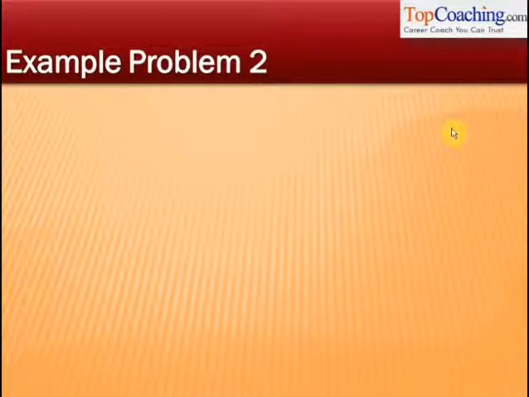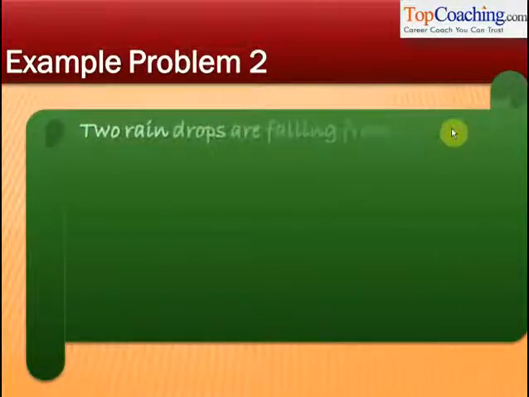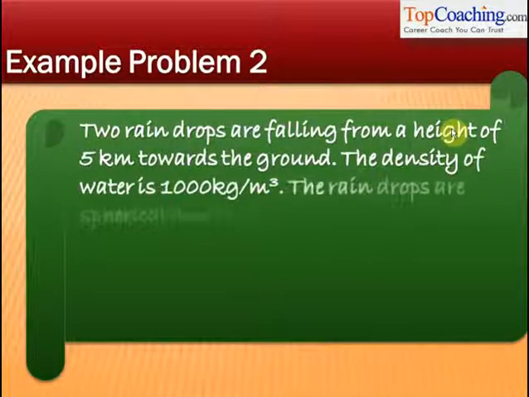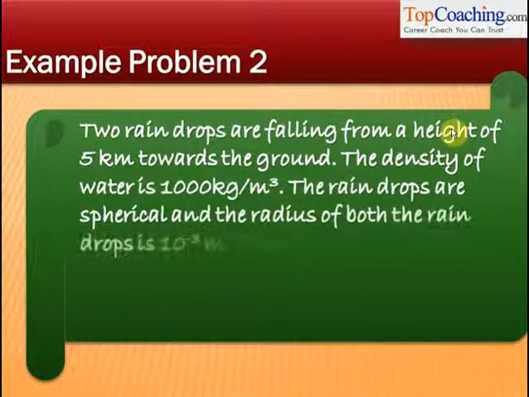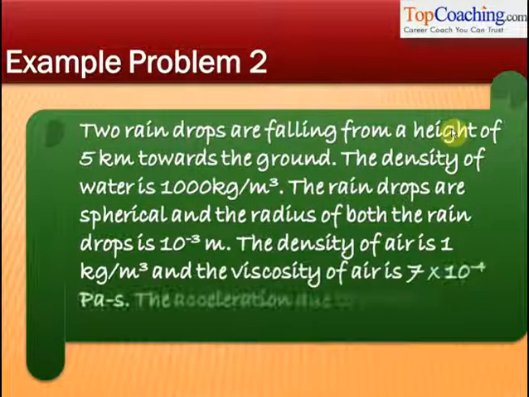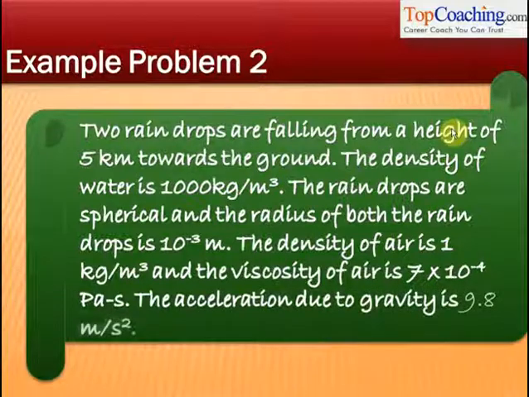Let's solve a problem to understand this concept better. 2 raindrops are falling from a height of 5 kilometers towards the ground. The density of water is 1000 kg per meter cube. The raindrops are spherical and the radius of both the raindrops is 10 raised to minus 3 meters. The density of air is 1 kg per meter cube and the viscosity of air is 7 into 10 raised to minus 4 Pascal seconds. The acceleration due to gravity is 9.8 meter per second square.